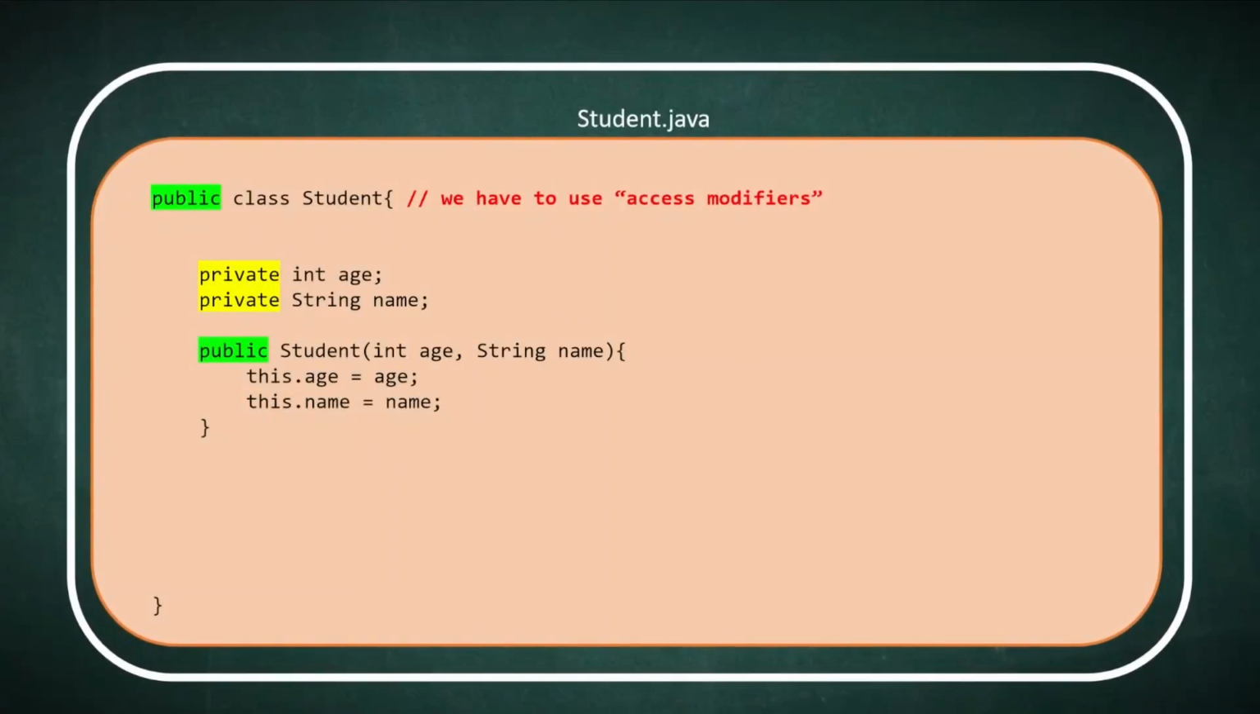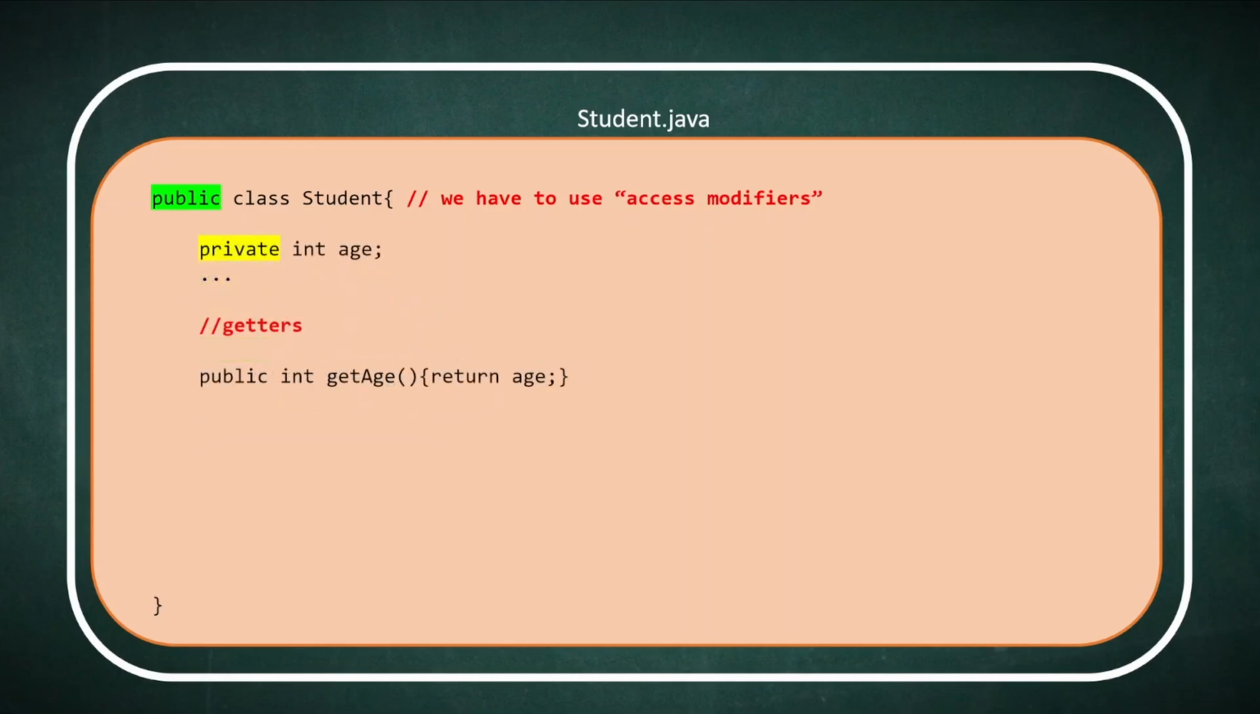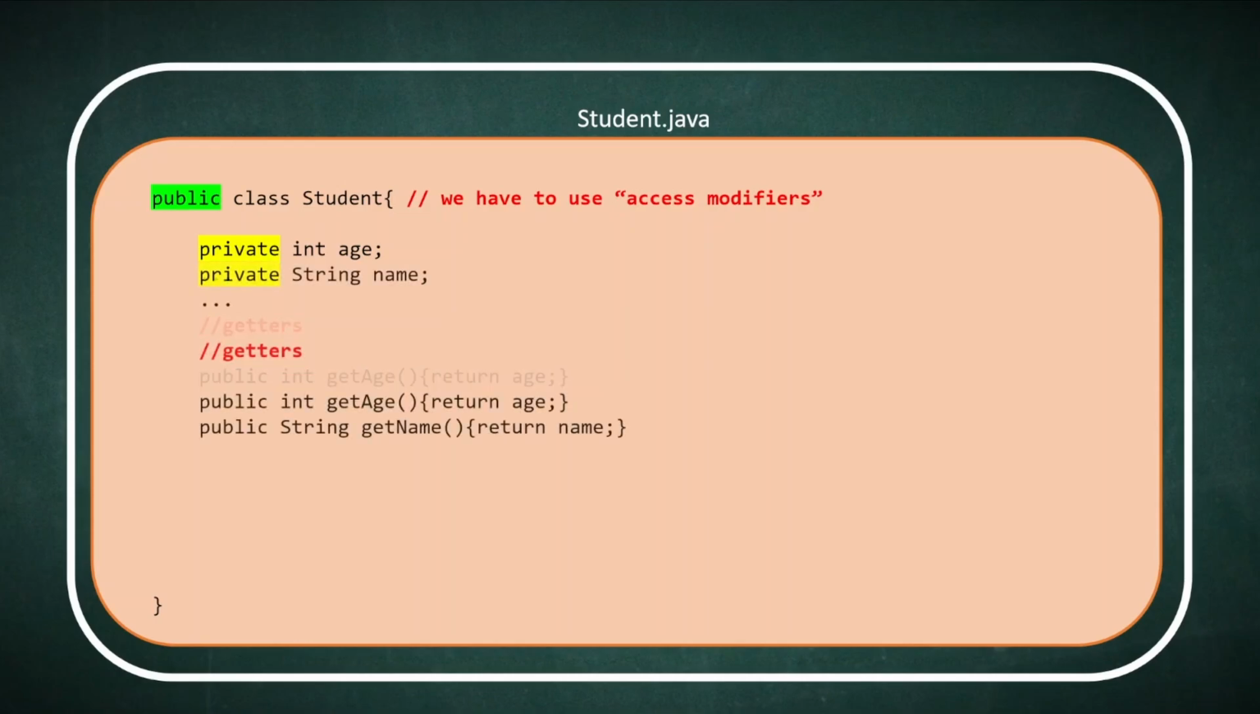But what if I do want to change something? What if I made a mistake with the name or the student changed their name? Simple. We use something called getters and setters. Start with getters. You write public int getAge and return the age. Same thing with getName. Public string getName, return the name.